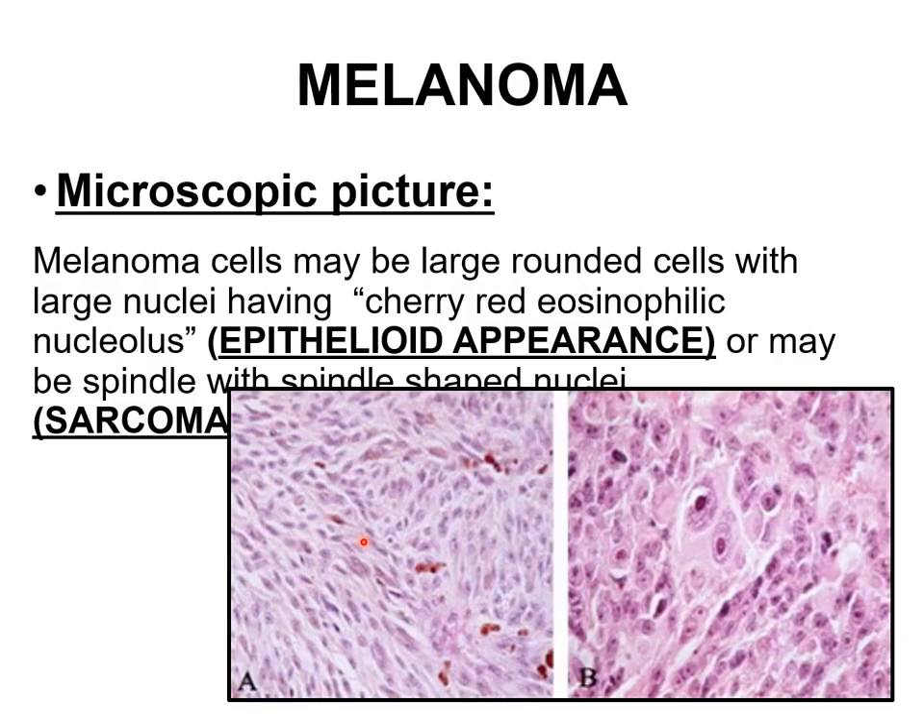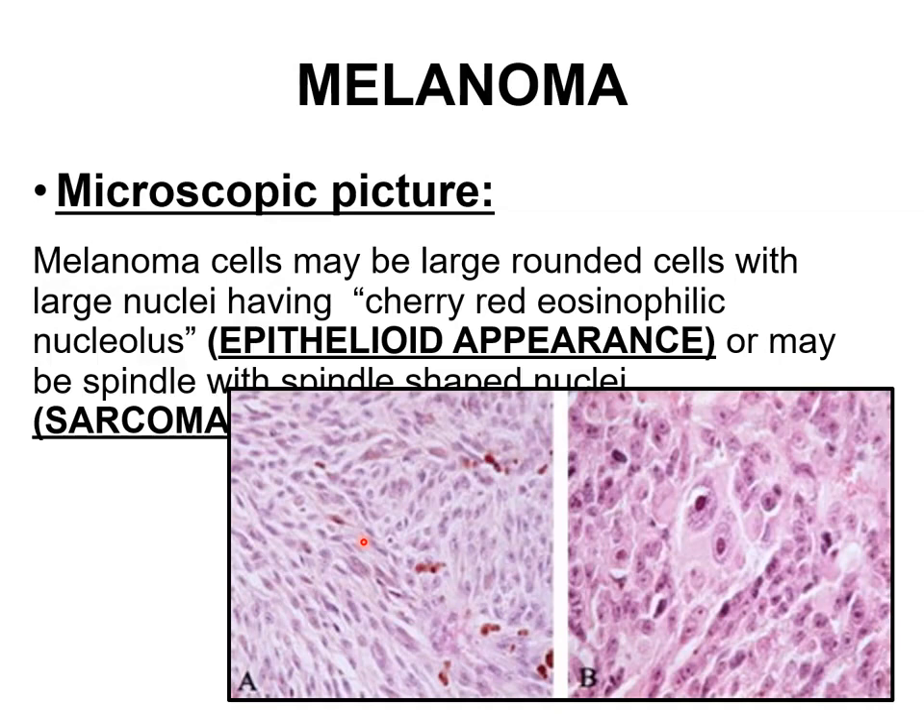In real life, we have to do immunophenotyping to be sure that these cells, which look like epithelial cells, are really melanoma. Because in some cases, we know that melanoma produces melanin, but in some cases there is amelanotic melanoma. A means no production of melanin. So to be sure that this is melanoma, we have to do immunophenotyping.